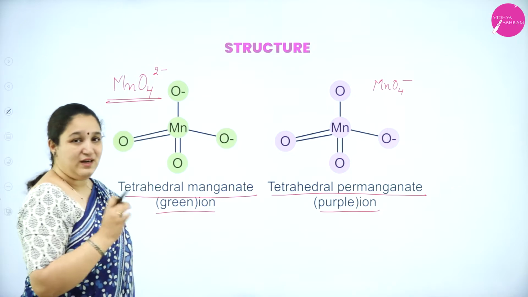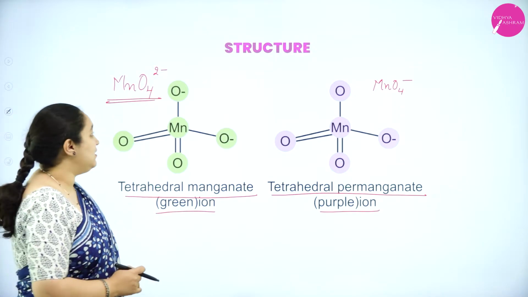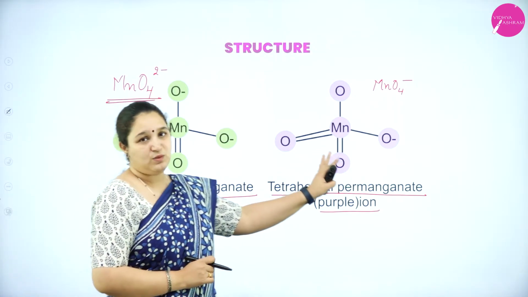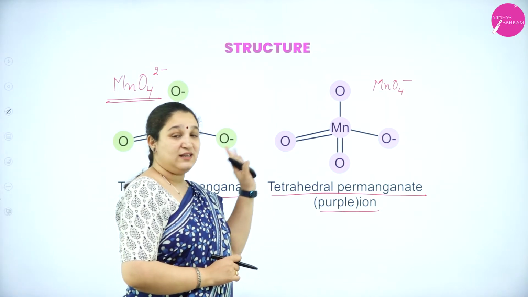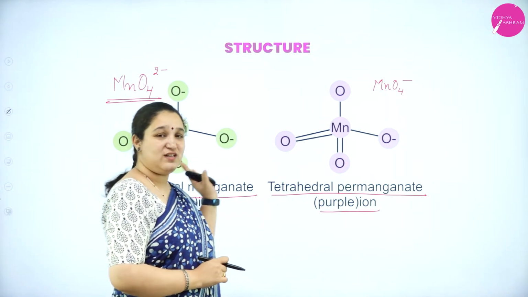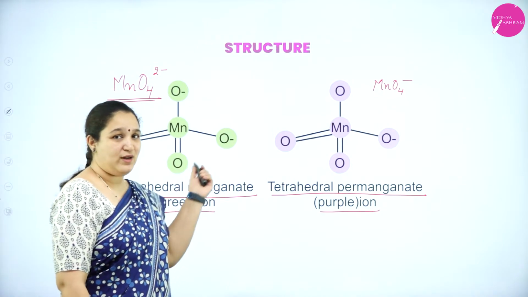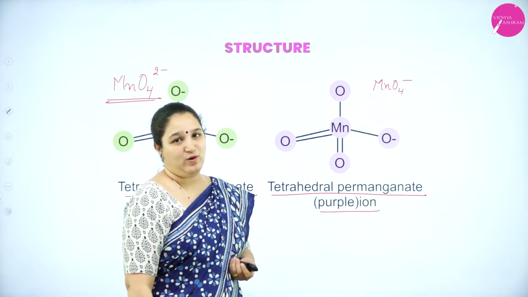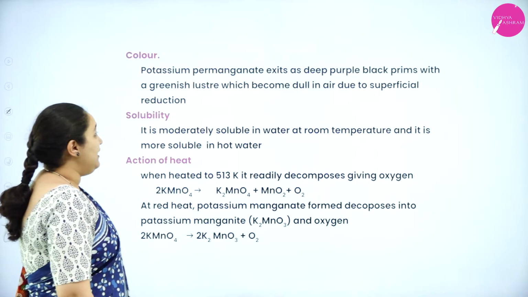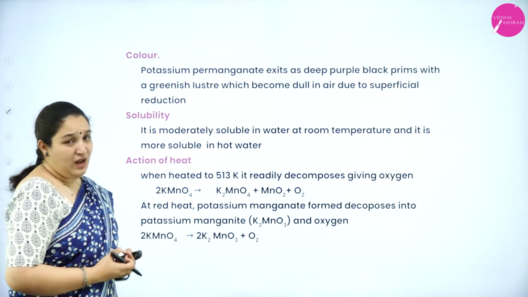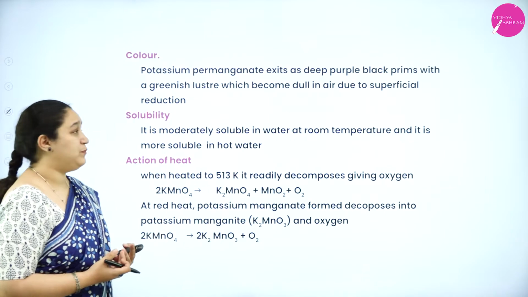But both are tetrahedral structure. Here there is one electron extra, here one electron is less. Thus, the color also is changing. Here it's green color, here it is purple color. Manganate ion and permanganate ion. Okay. Next is about the other chemical properties.